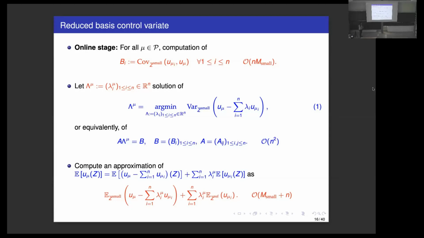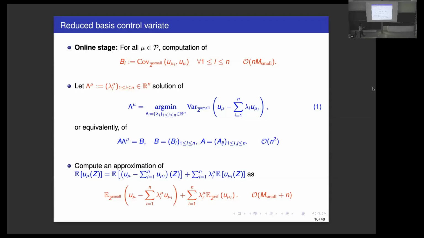So what is computed in the online stage is this vector B and the lambda mu solution of this linear problem. Then the control variate paradigm consists in approximating the expectation of u mu of Z as follows. As standard in the control variate setting, you use the sum from I equal 1 to n of lambda I mu u mu I as a control variate to approximate u mu.